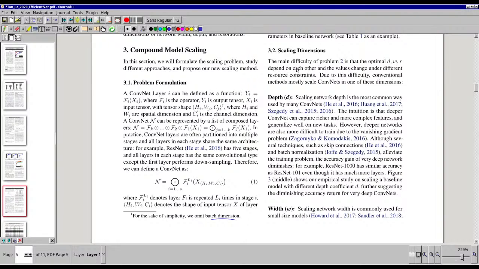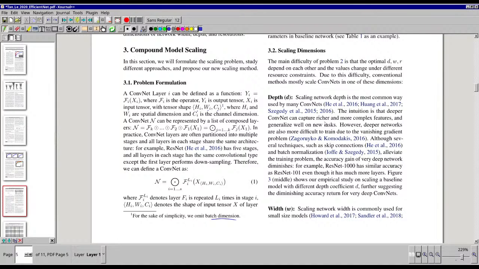Scaling relations. The main difficulty is that the optimal d, w, and r depend on each other, and the values change under different resource constraints. Due to this difficulty, conventional methods mostly scale ConvNets in one of these dimensions. But depth scaling is the most commonly used by many ConvNets.